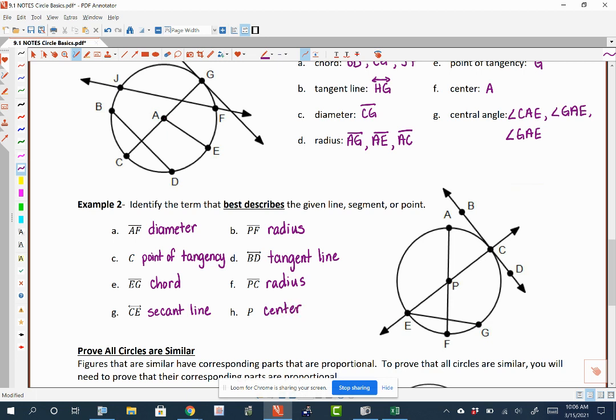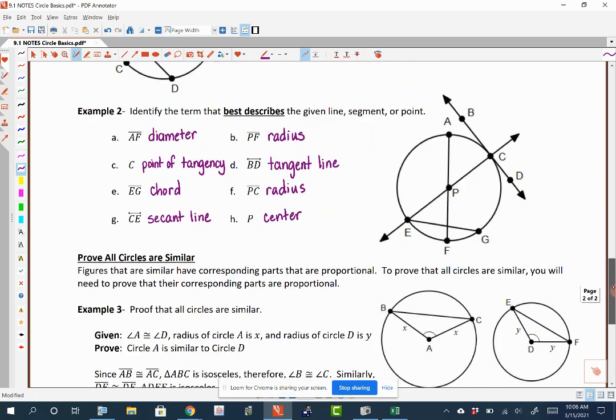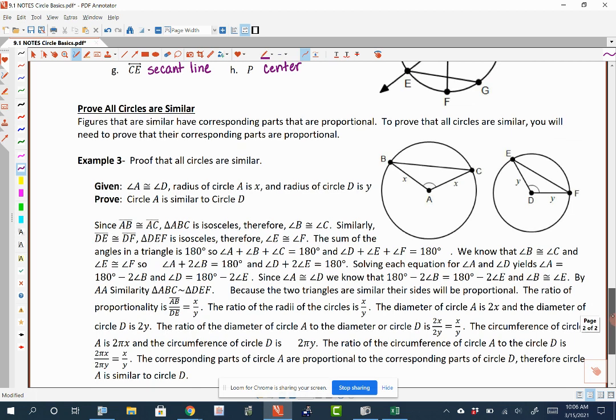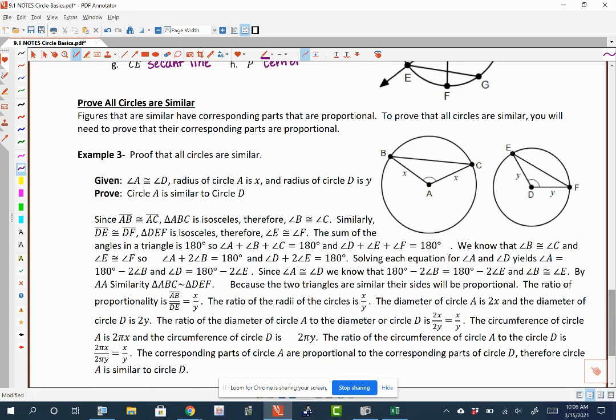So all circles, and maybe this is a statement you've already heard before, but all circles are actually similar. Any shapes that we draw inside of them have to be similar. So we're going to prove that all circles are similar. To prove all circles are similar, you need to prove that their corresponding parts are proportional, which we've done that already several times in other settings.